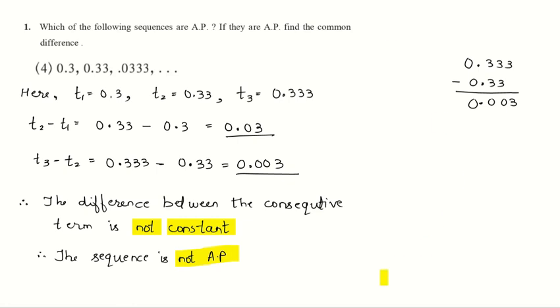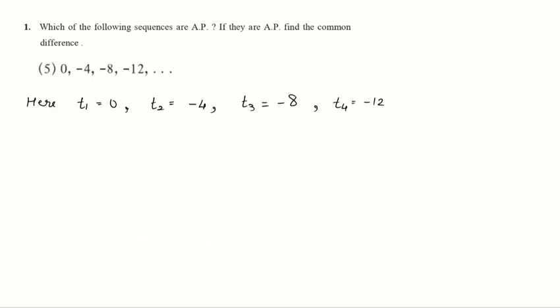What is given in the question? If they are AP, find the common difference. As it is not an AP, we cannot find the common difference here. Moving on to the next sequence: 0, minus 4, minus 8, minus 12. I have taken the terms here as T1, T2, T3 and T4. So to find the difference between them, T2 minus T1 is equal to, what is T2? Minus 4 minus 0. Okay, so minus 4 minus 0 is nothing but minus 4.